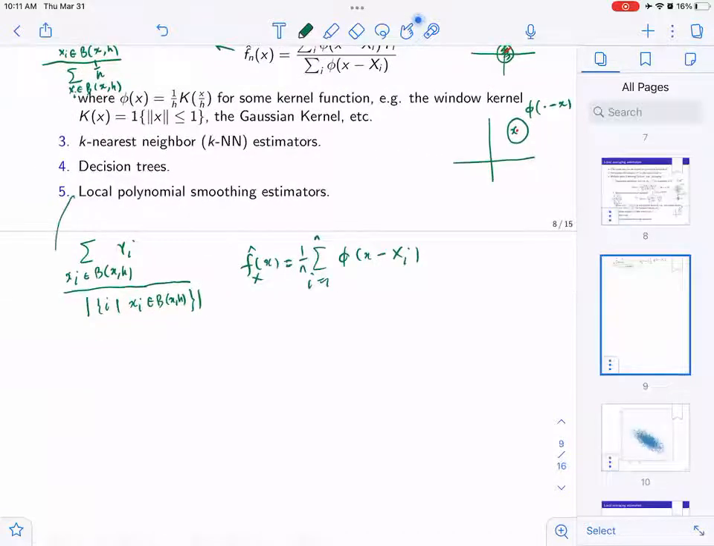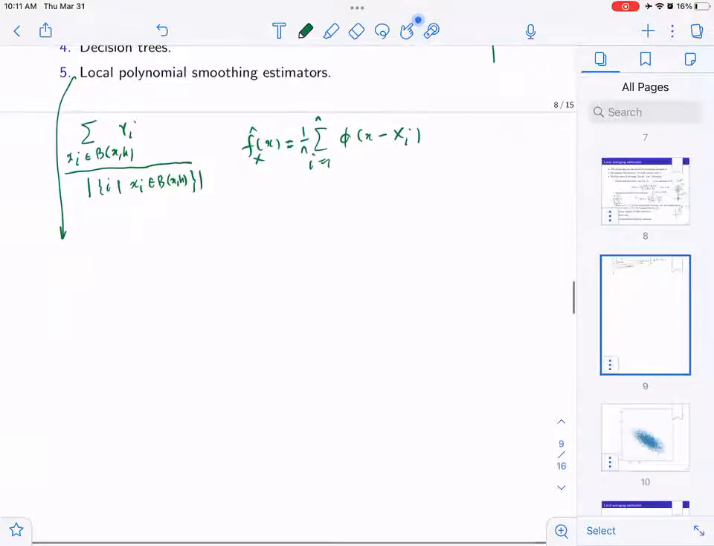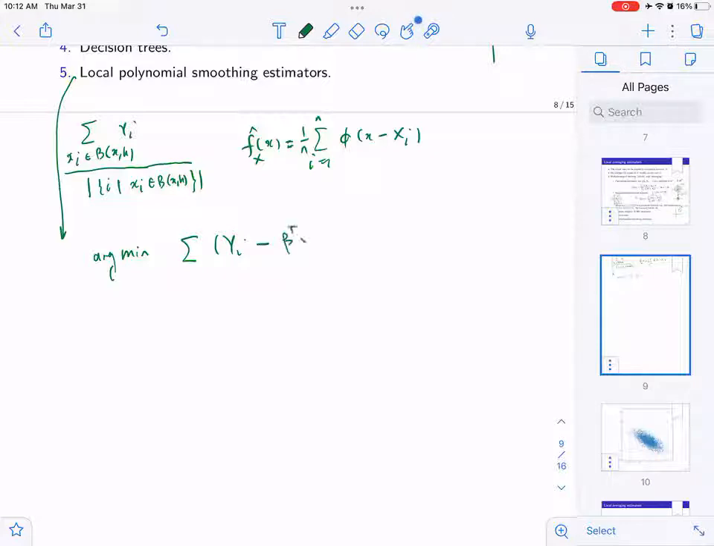So you would solve something like: minimize, argmin of the summation of (yi minus beta transpose xi minus beta naught, which is the intercept) squared, times phi of (x minus xi). The very basic idea is that I fit a linear function. This phi is capturing my weights. So this gives me f hat of x. I fix x, and for a fixed x, you're going to solve this.